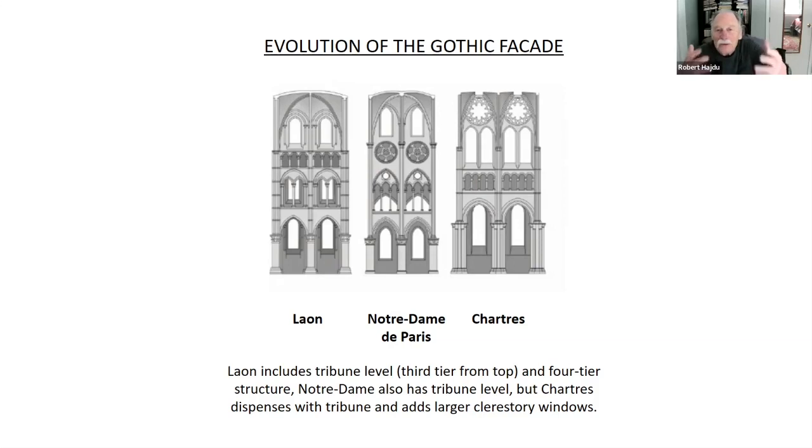We start looking at what goes into the building of a cathedral. What is a Gothic cathedral? What are the elements that make it up? And in this case, we also see how those elements developed. The title I put on this is Evolution of the Gothic Facade. And I have to apologize because I just copied it as I found it on the internet. It's labeled wrong. These are not facades. Each one of these is a bay of the nave.